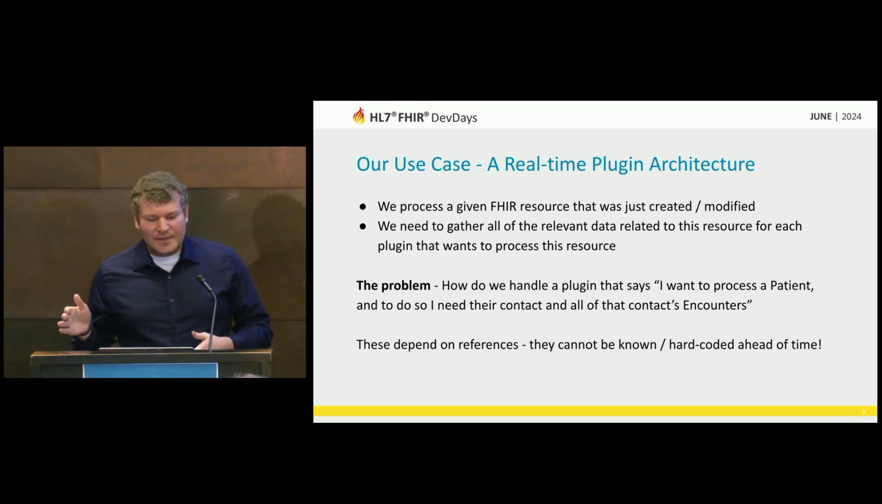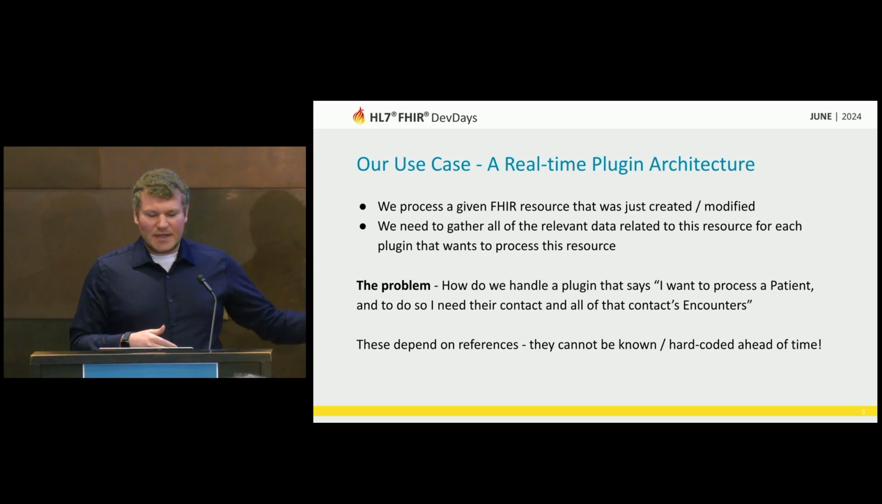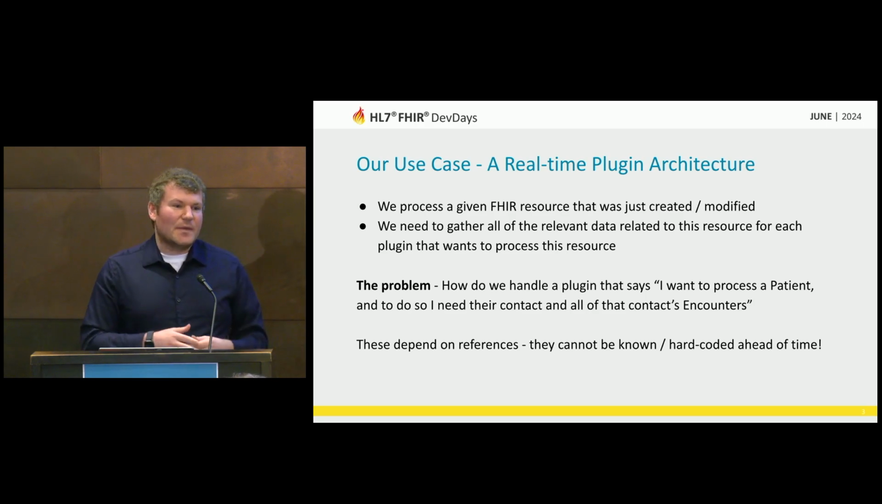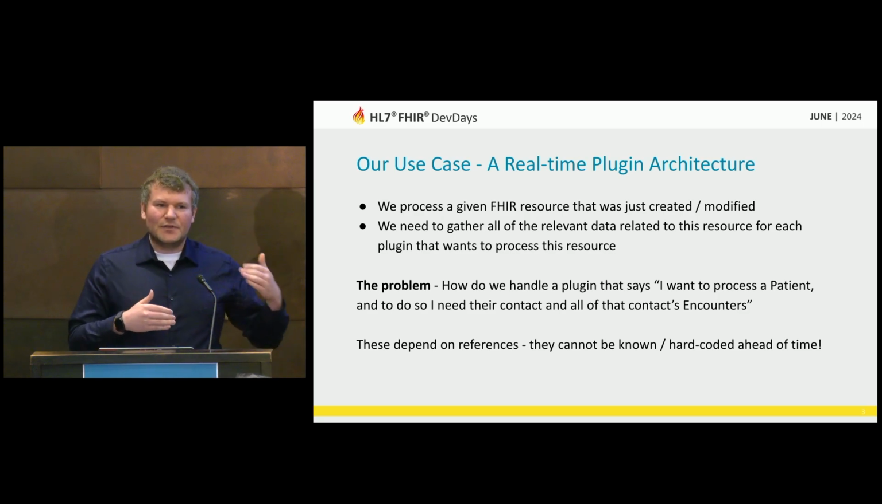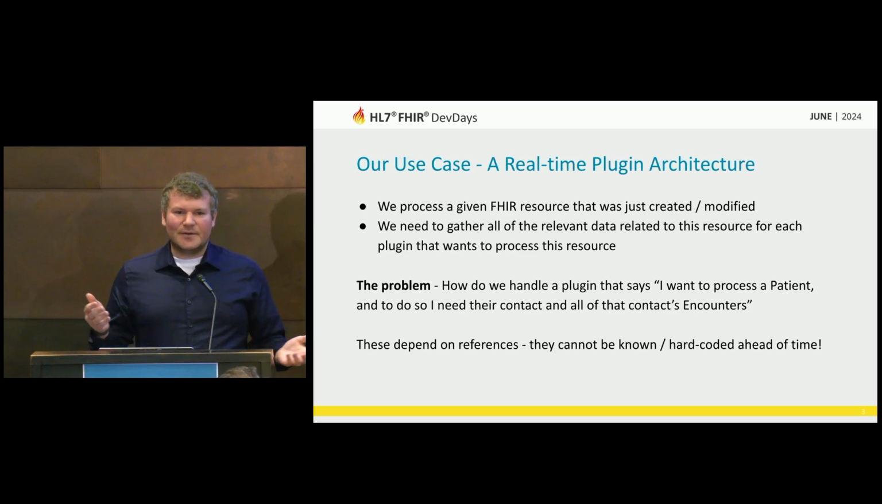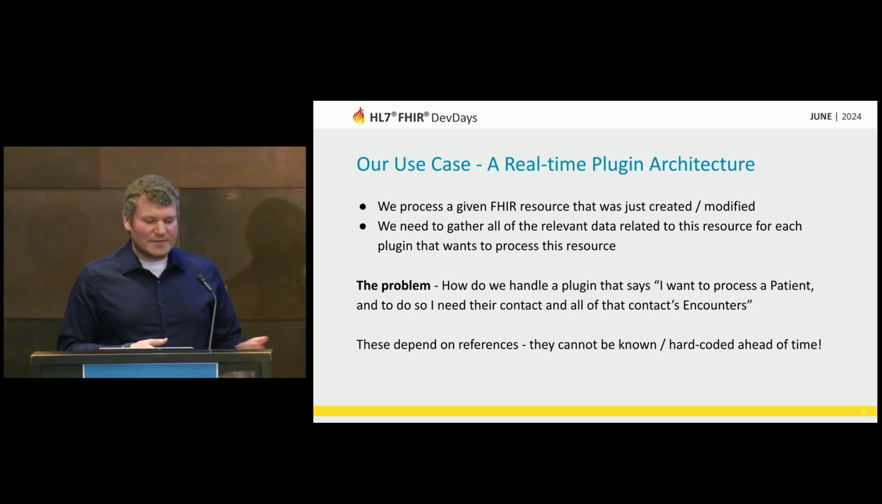So the problem is how do we handle a plugin that says, when you get a patient that comes in, I want to process that patient, but to do that, I need their contact information and all of that contact information's encounters. So maybe you're processing something like a family medical history. You want to check for a history of heart disease in their connections. So we need to have multiple layers of connected resources here, and obviously this is not something you can hard code or define ahead of time. This is dynamic because we're in a real-time system. Something is coming in that we don't know its ID until it happens. So this is kind of the problem that we're dealing with.